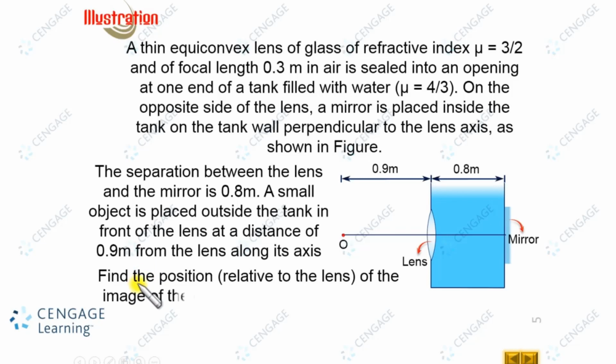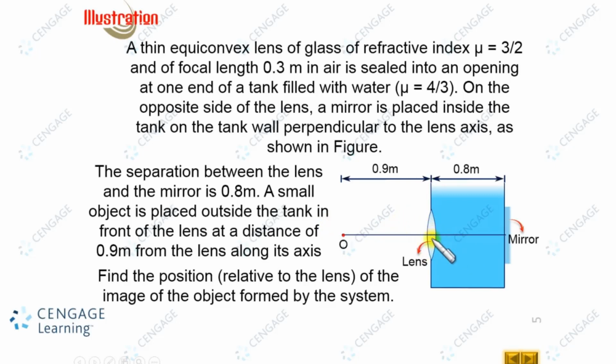We need to find the position relative to the lens of the image of the object formed by the system. We need to find the position of the final image formed by the system, right? So let us analyze the situation. Rays will start moving from the object and interact with the lens. Then they move into the water and interact with the plane mirror, then come back again, interact with the lens and come out finally, right?